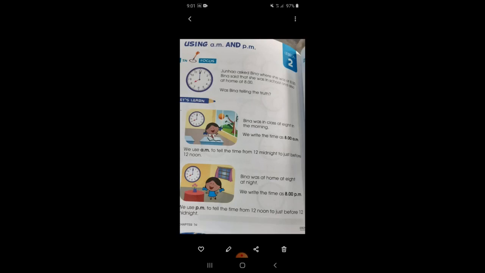We use AM to tell the time from 12 midnight to just before 12 noon. Beena was at home at 8 at night. We write the time as 8 PM. We use PM to tell the time from 12 noon to just before 12 midnight. Now students, you can see the time is same, but one is in the morning and the other is in the night. So we use 8 AM in the morning and 8 PM in the night.